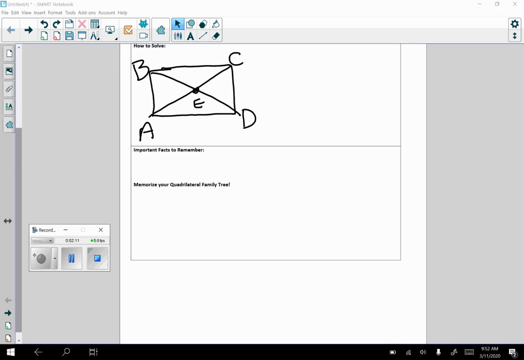So what do we need to remember? You need to memorize your quadrilateral family tree. We can't memorize it for you, but you can memorize it, and then all these problems become much simpler. Let's take a look at the next question.